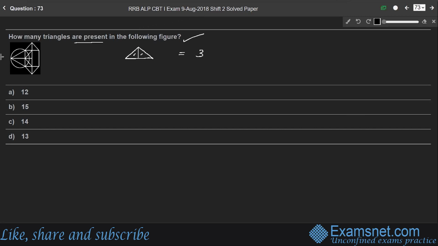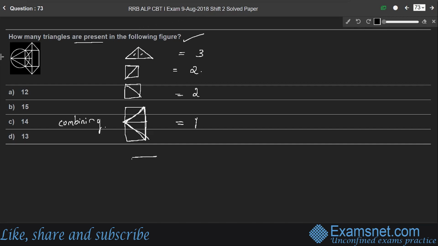Below which we have a part like this, so we can take 2 triangles. Below which a part like this, so there are 2 triangles, right? If we combine these 2 parts, look at this big triangle. By combining these 2 parts, we can take one triangle, by combining the second and third part.